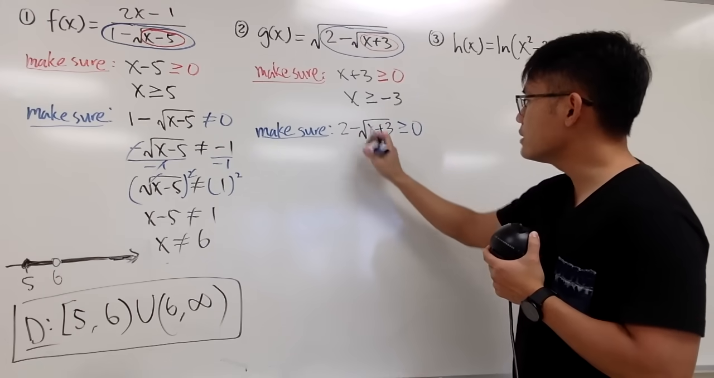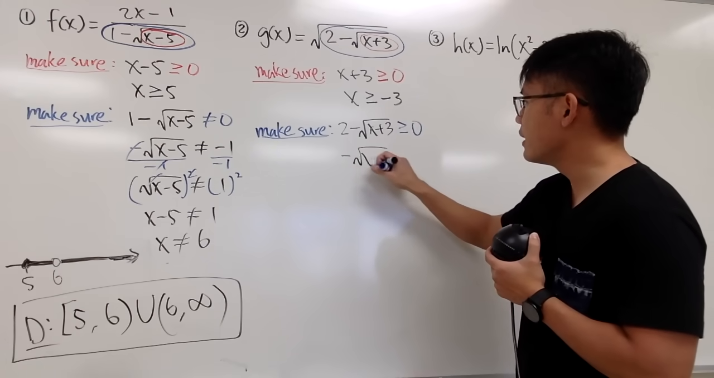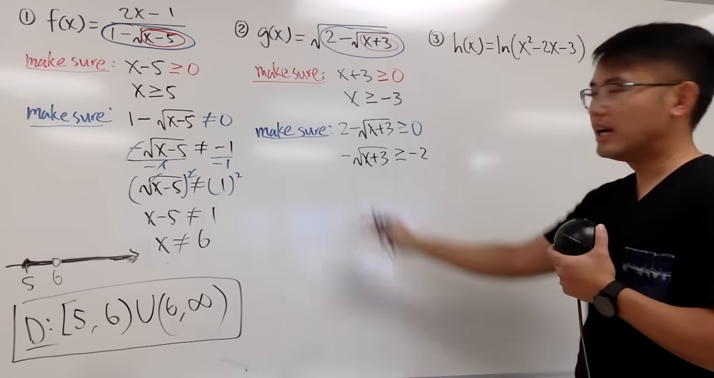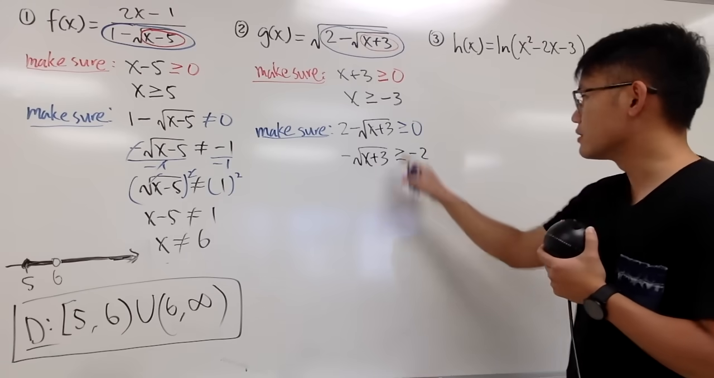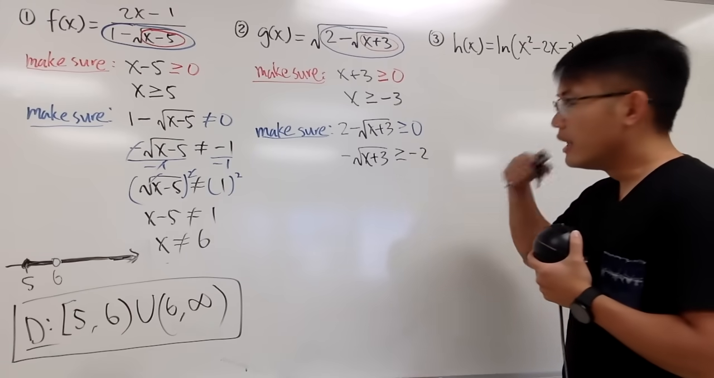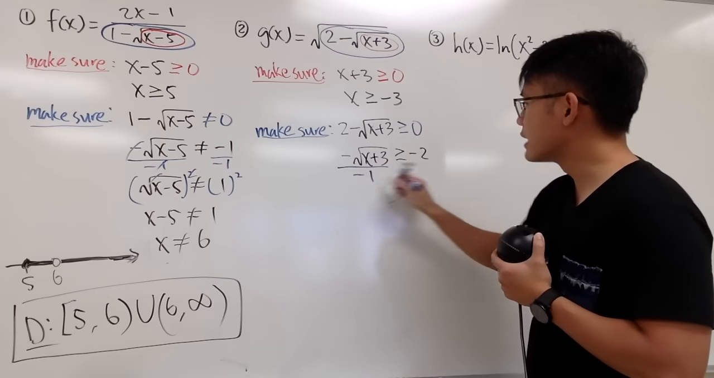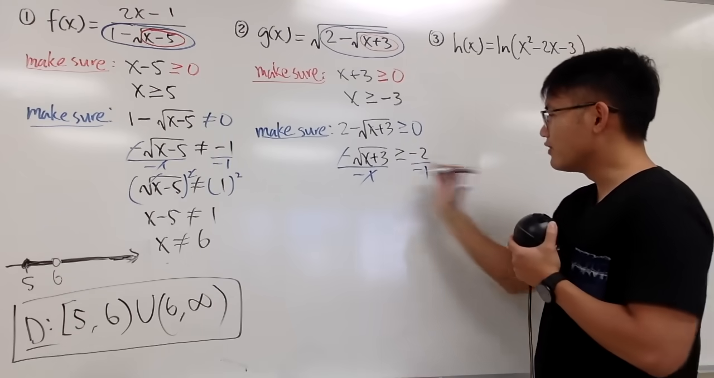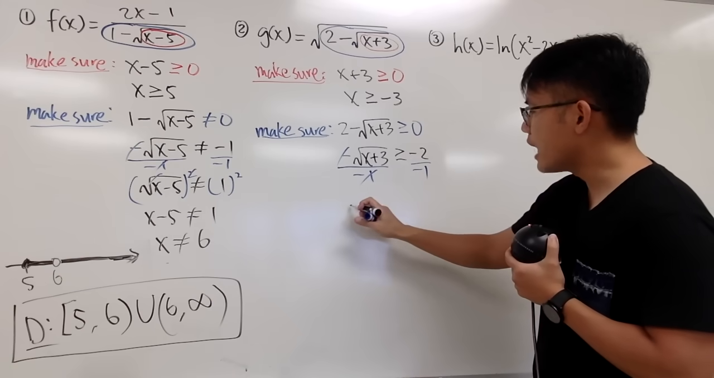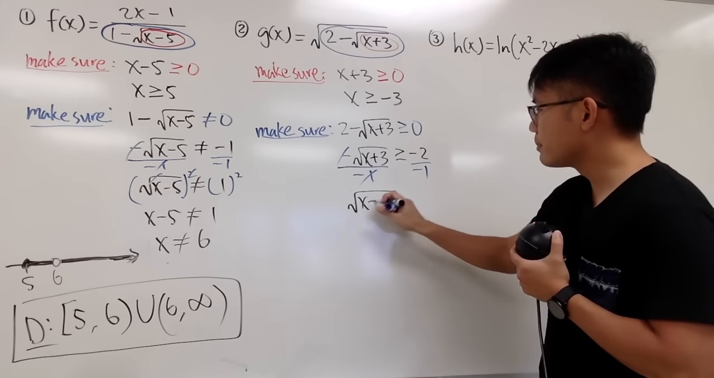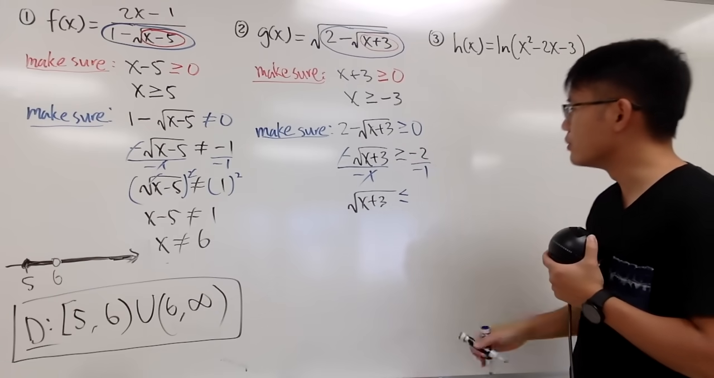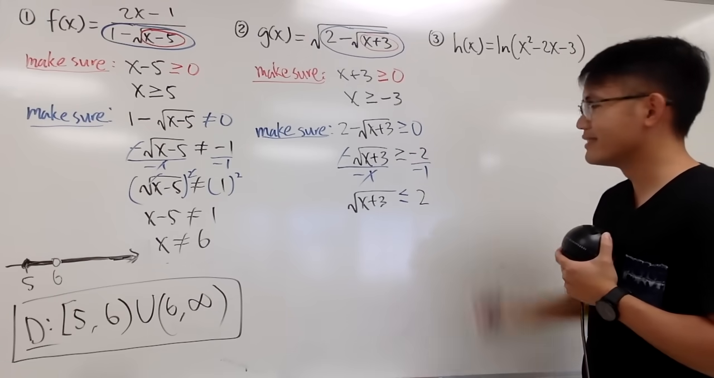And then from here, you solve for x again. Minus 2 on both sides first. So we get negative square root of x plus 3 is greater than or equal to negative 2. I'm just subtracting 2 on both sides, so I don't have to change this. Next, I will have to divide both sides by negative 1. This time, because we divide both sides by negative 1, it becomes square root of x plus 3, but I will have to change this to a less than or equal to. And then you work this out, you get 2.